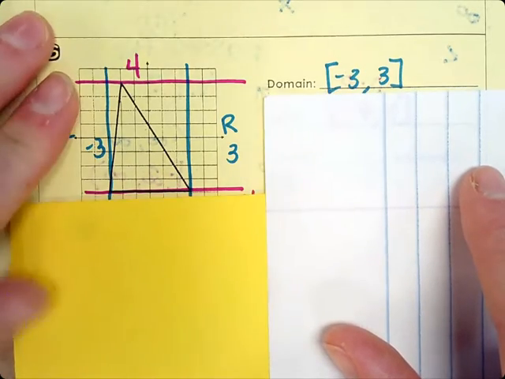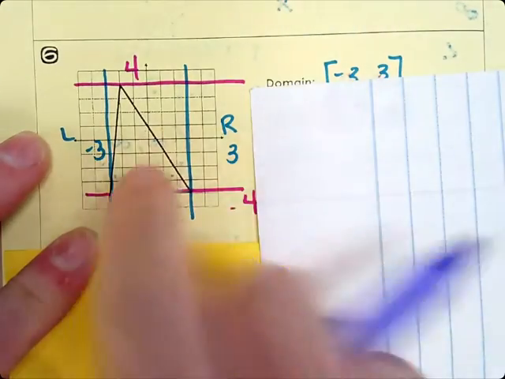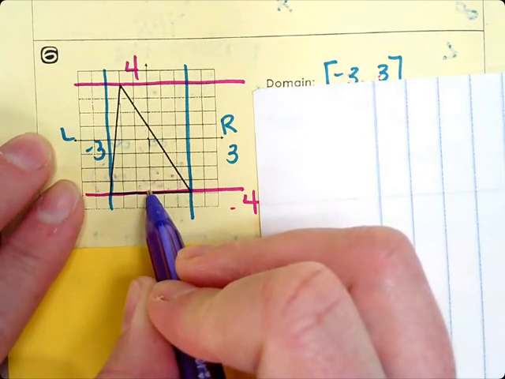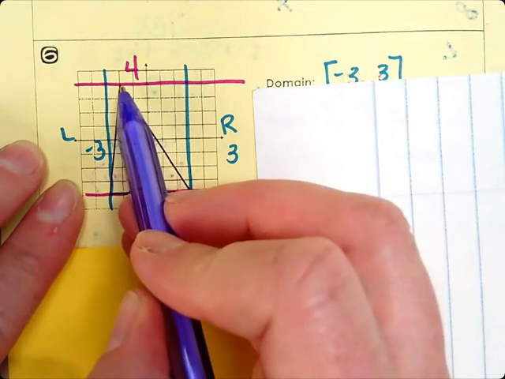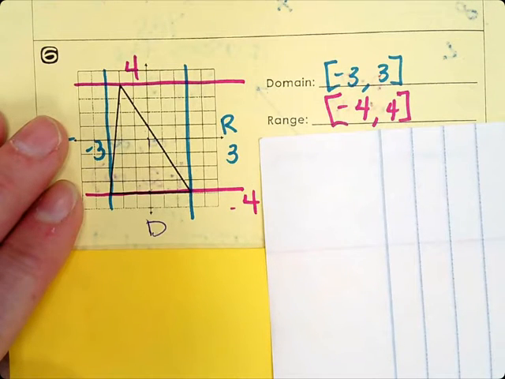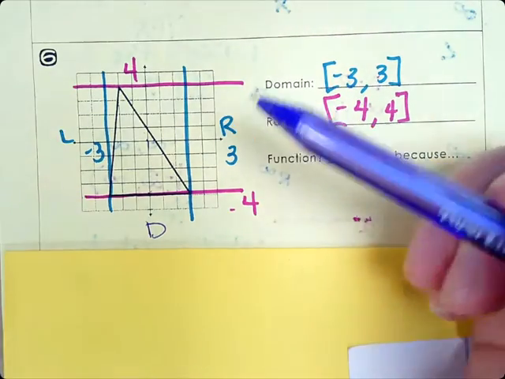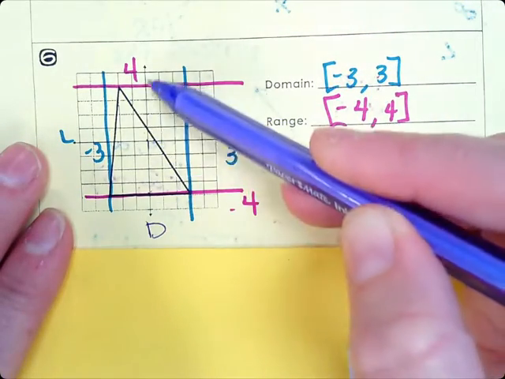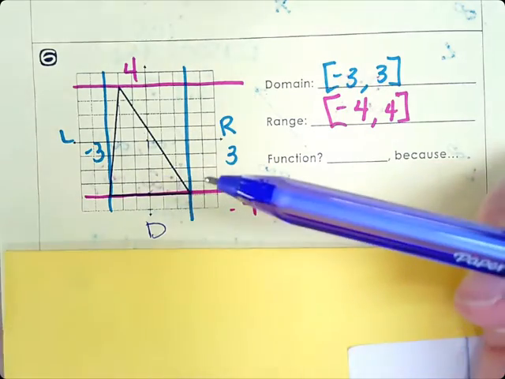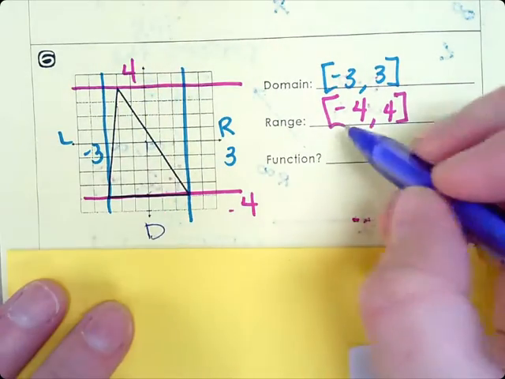Okay, and then our range, how far down does it go? Here's our origin. It goes down to -4, so we can build a fence there, and then build a fence on the top, +4. So it's -4 to +4. Is it a function? If I did a vertical line right here, see how it passes through right here and right here? The pencil test. So that tells me it is not a function.